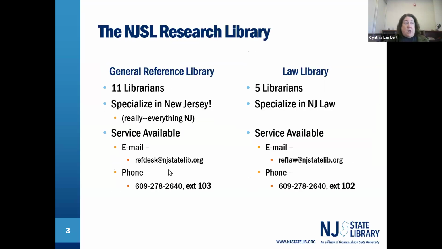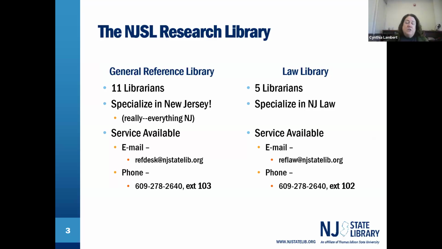All right. So the research library, New Jersey State Library, has a bunch of different divisions. One is the Talking Book and Braille Center. One part is lifelong learning, things like that. But the research library, which you'll hear me use that term a lot, consists of our general reference library, which is located on the 4th floor, and the law library, which is located here on the 3rd floor, and our circulation department.